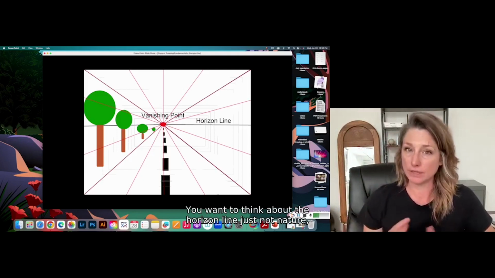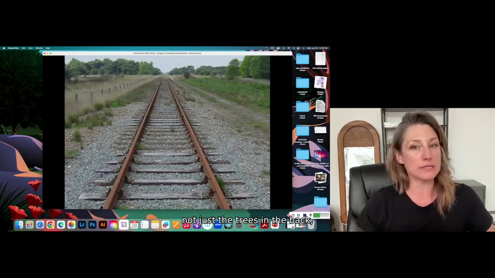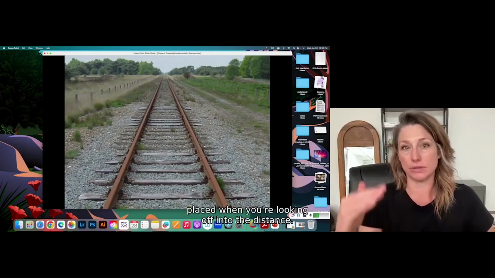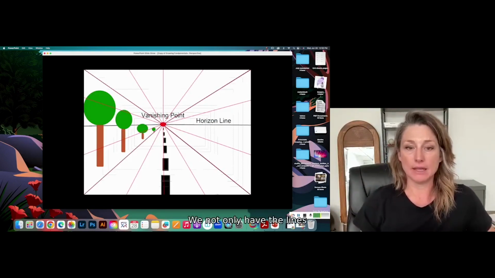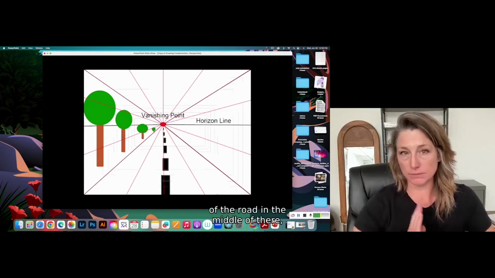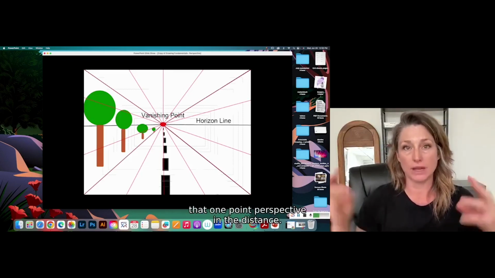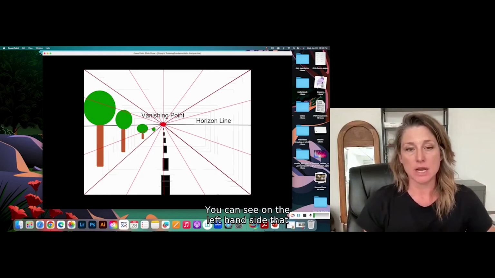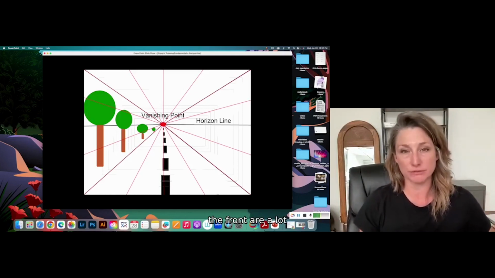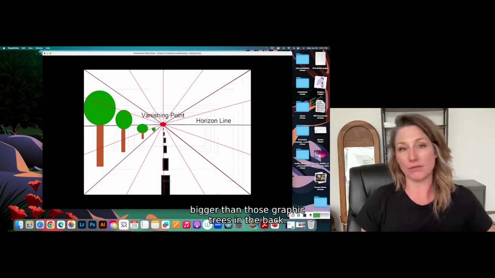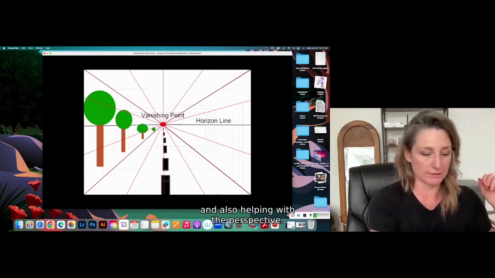Okay, so you want to think about the horizon line not just as the trees in the back, but also as where your eyes are placed when you're looking off into the distance. You can see we not only have the lines of the road in the middle there, but also these implied lines as everything in the image goes back to that 1-point perspective in the distance. You can see on the left-hand side that those basic graphic trees in the front are a lot bigger than those graphic trees in the back because it's forcing the foreshortening and also helping with the perspective.